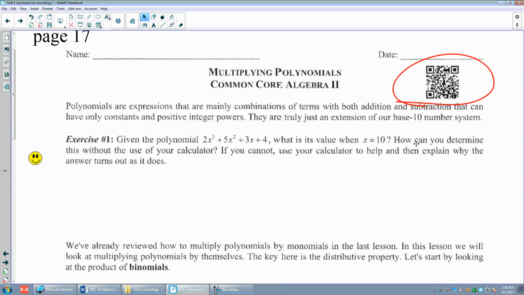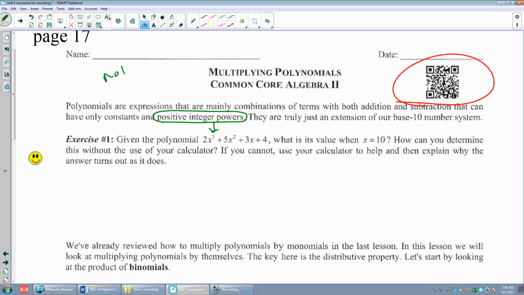So polynomials are expressions. Where's a polynomial? There's a polynomial. Polynomials are expressions that are mainly combinations of terms with both addition and subtraction that can have only constants and positive integer powers. Whoa. Let's not skip over that. Positive integer powers. That means that exponent right there has to be positive, can't be negative, otherwise it's not a polynomial.